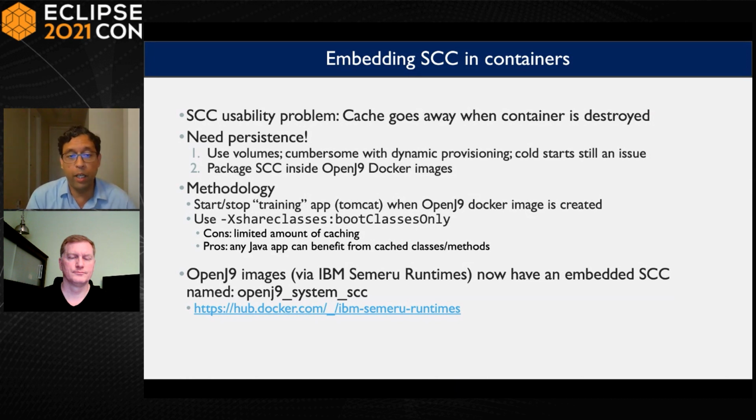So instead, what we did was we chose to package the shared class cache inside the OpenJ9 container images themselves. So this way, when we're building the OpenJ9 container image, we start and stop a training app, and we put a bunch of Java class library classes into the shared class cache, and we ship the container with that cache. So this way, users can benefit directly from the cache that's embedded in the image, and they don't have to suffer the cost of populating the cache themselves. The only downside is that because we're only putting in Java class library classes, you don't get the full benefit of the shared class cache. You don't have your application classes included in there. Next page.